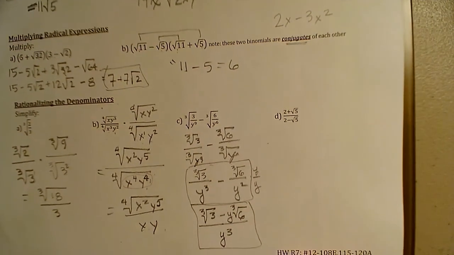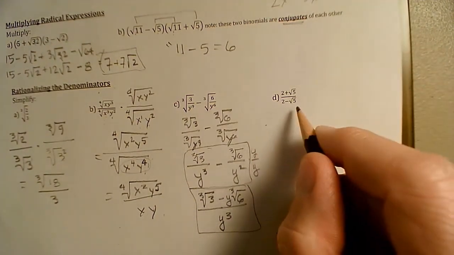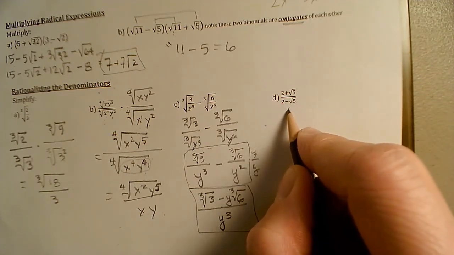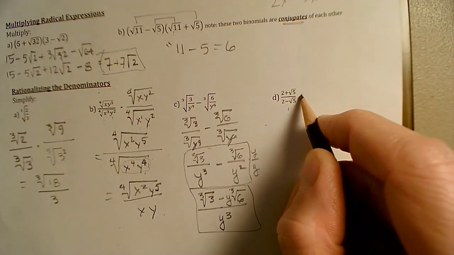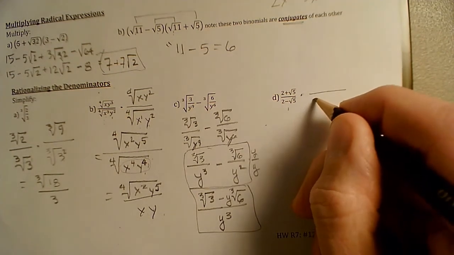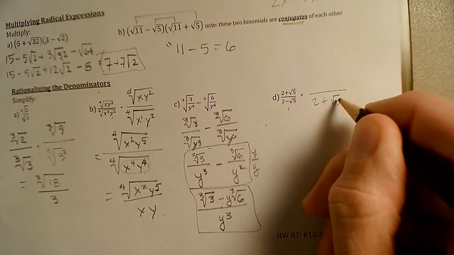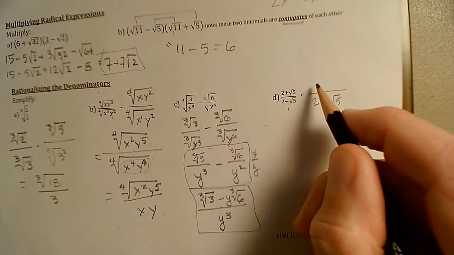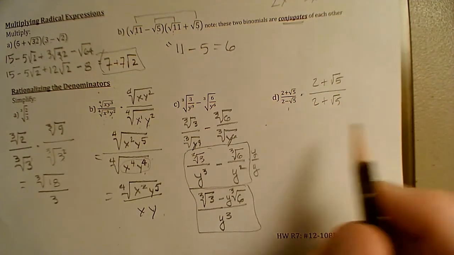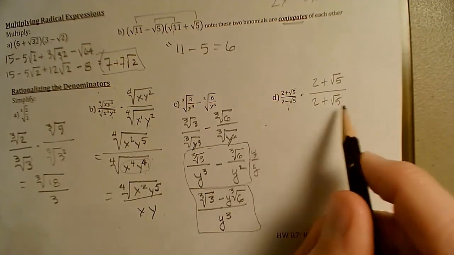All right, last problem. So here we want to rationalize the denominator. We did one similar to this on the bottom of the front page of our notes. We want to multiply by the conjugate of the denominator. So it's 2 plus the square root of 5. It happens to be the numerator in this case. It's not always going to work out that way, but we want to take the denominator multiplied by the conjugate.